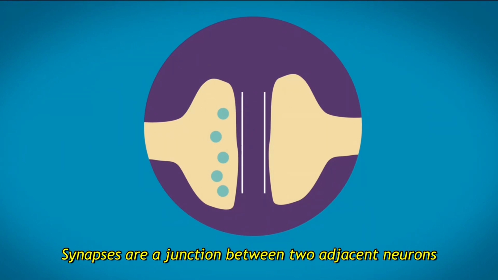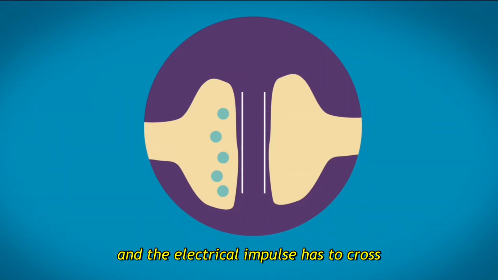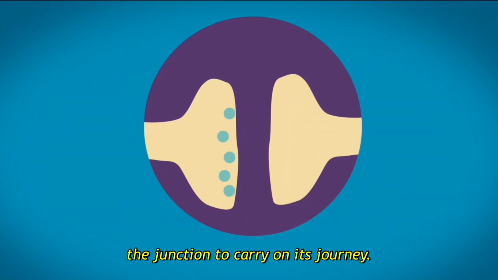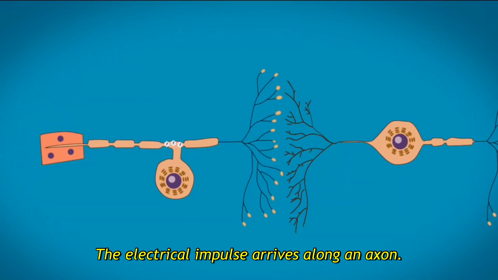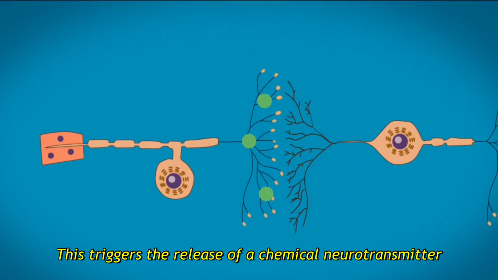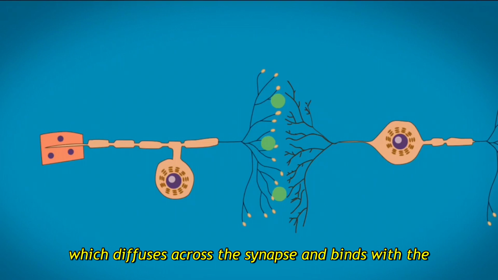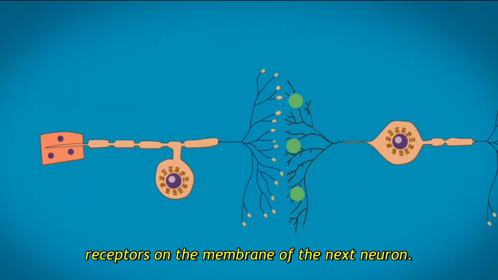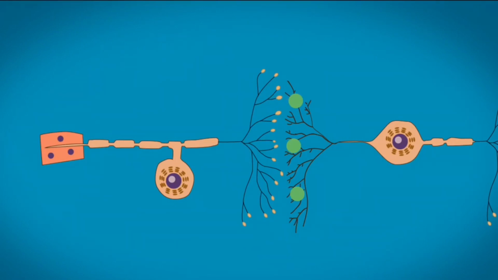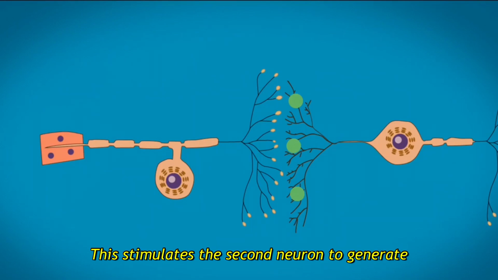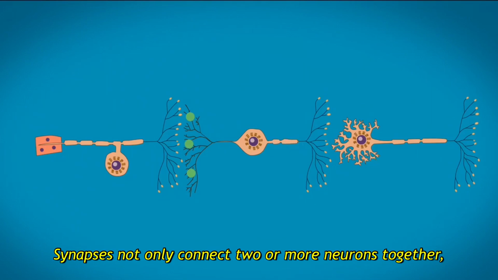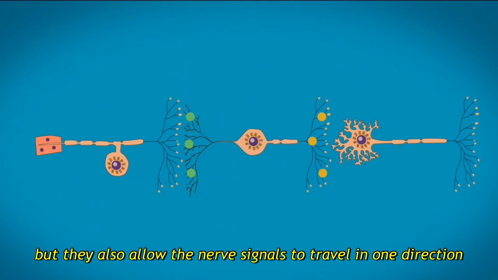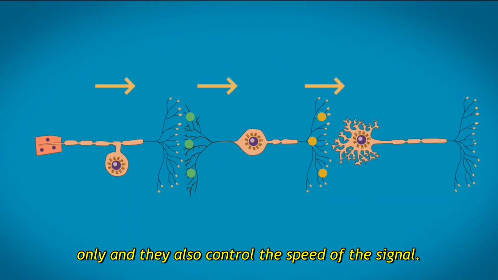Synapses are a junction between two adjacent neurons, and the electrical impulse has to cross the junction to carry on its journey. The electrical impulse arrives along an axon. This triggers the release of a chemical neurotransmitter, which diffuses across the synapse and binds with the receptor on the membrane of the next neuron. This stimulates the second neuron to generate a new electrical signal. Synapses not only connect two or more neurons together, but also allow the nerve signal to travel in one direction only, and they also control the speed of the signal.